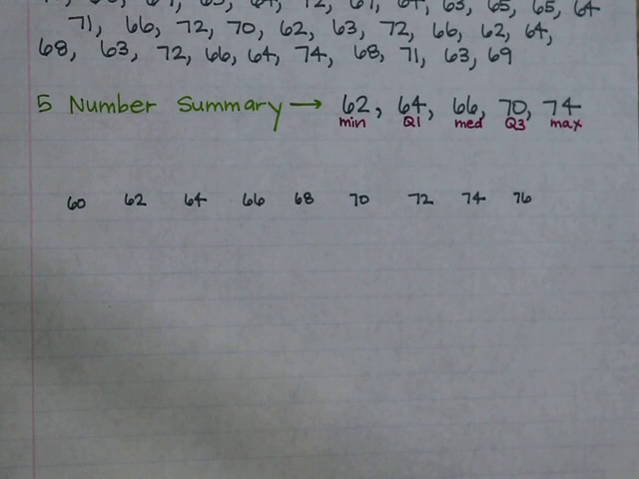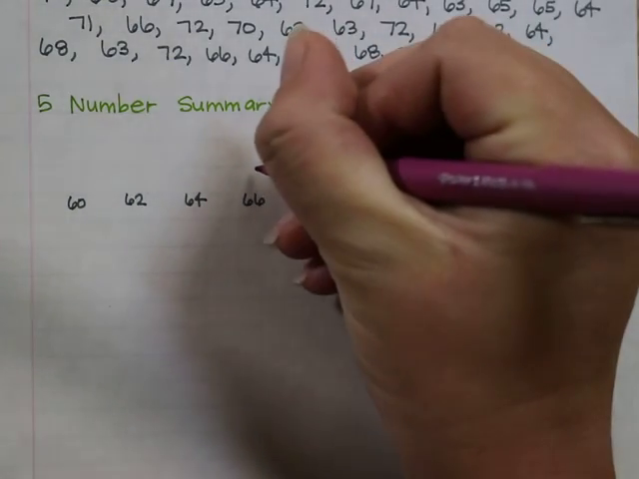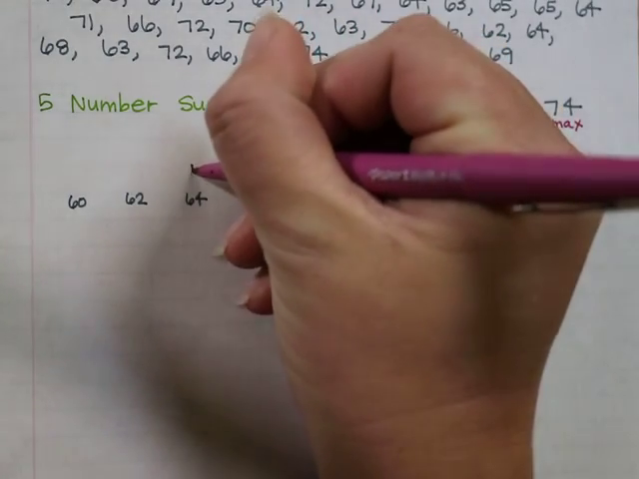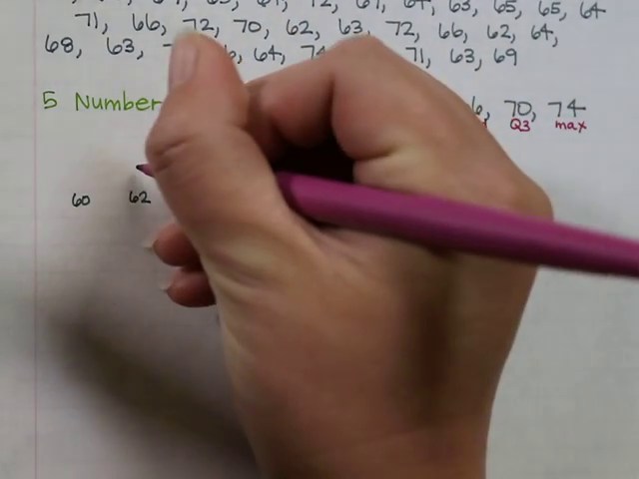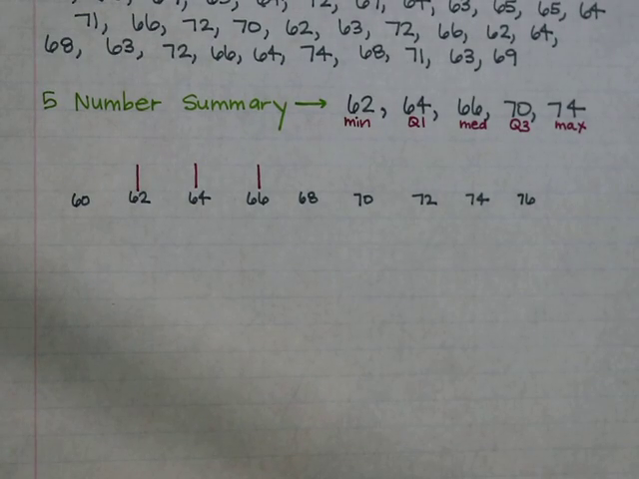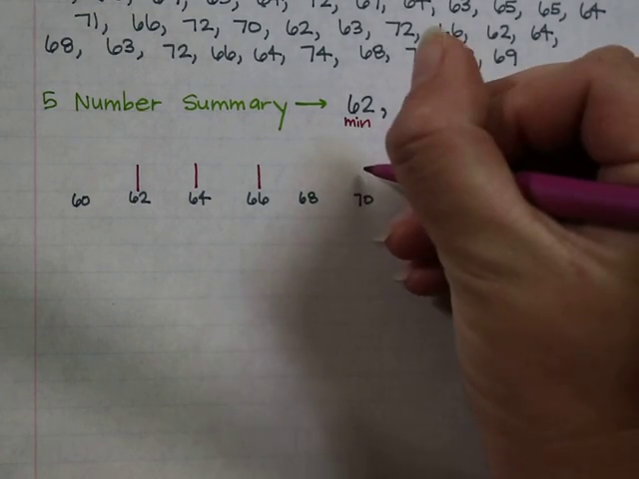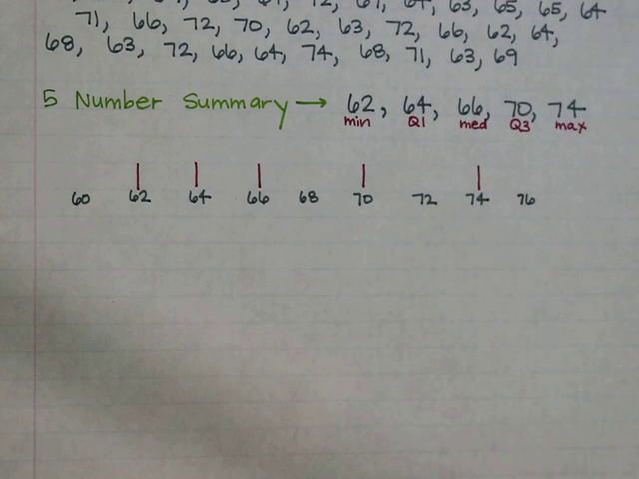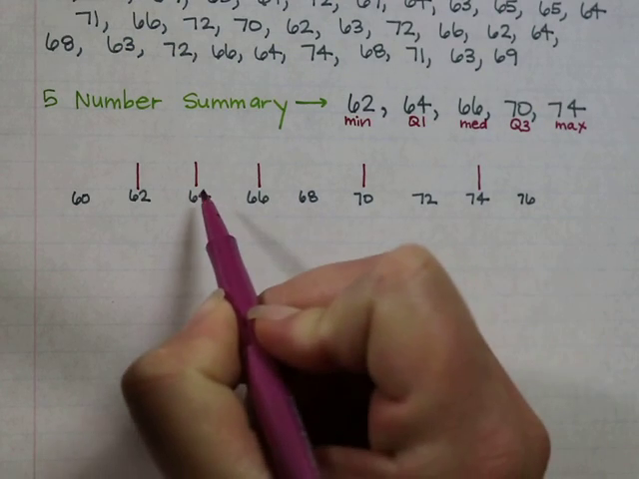Okay, now the median goes in the middle. So my 66 is my middle, 64 is my Q1, 62 is my minimum, 70 is Q3, and 74 is my maximum. So those are the 5 numbers in my 5-number summary. Now the box and the whisker.